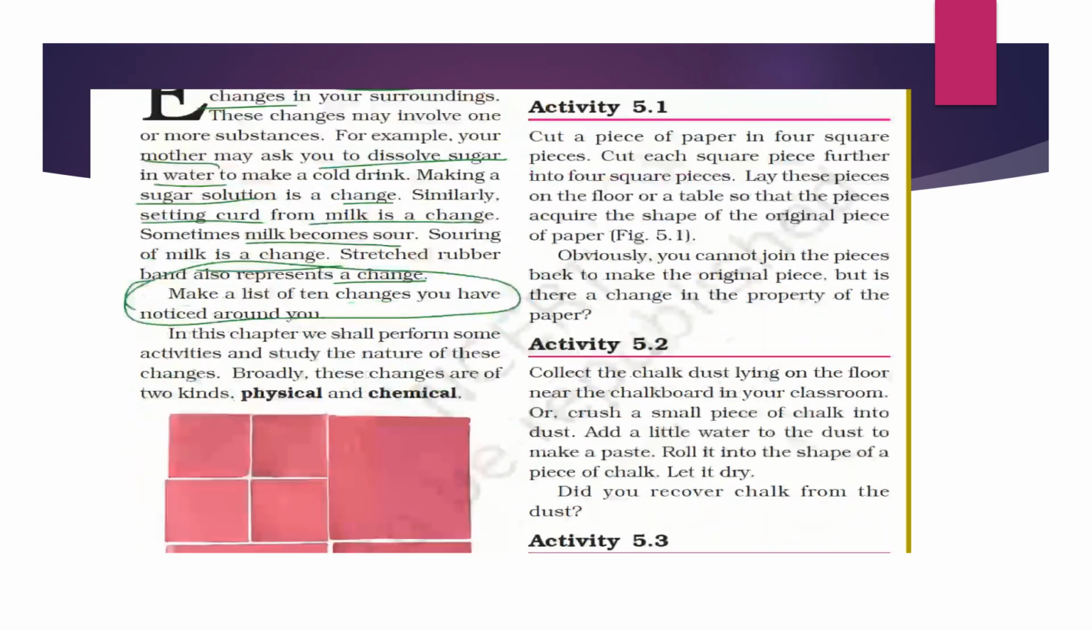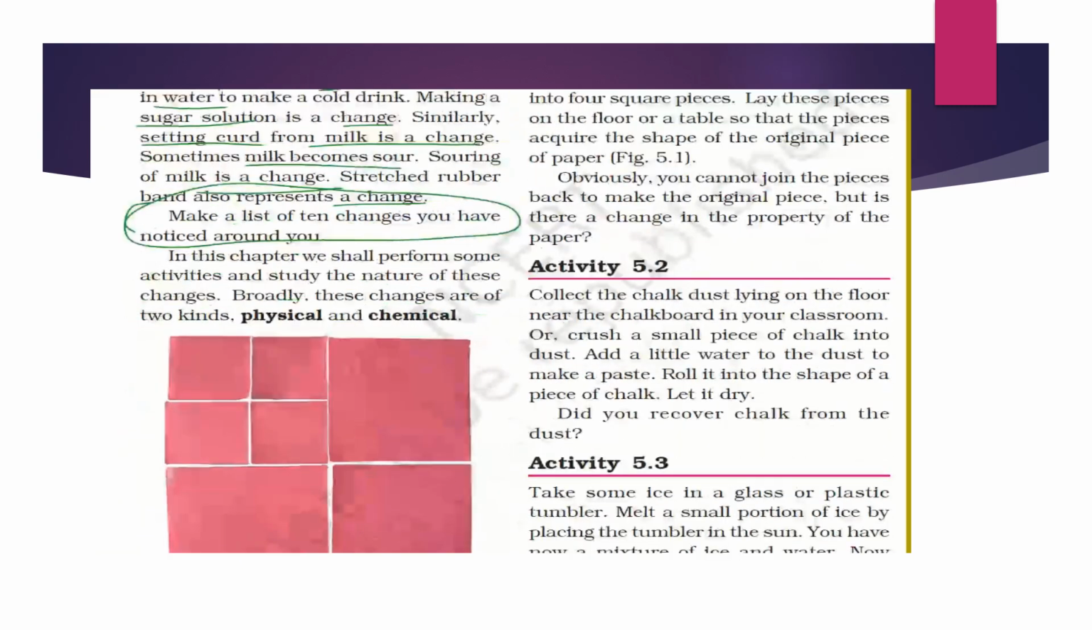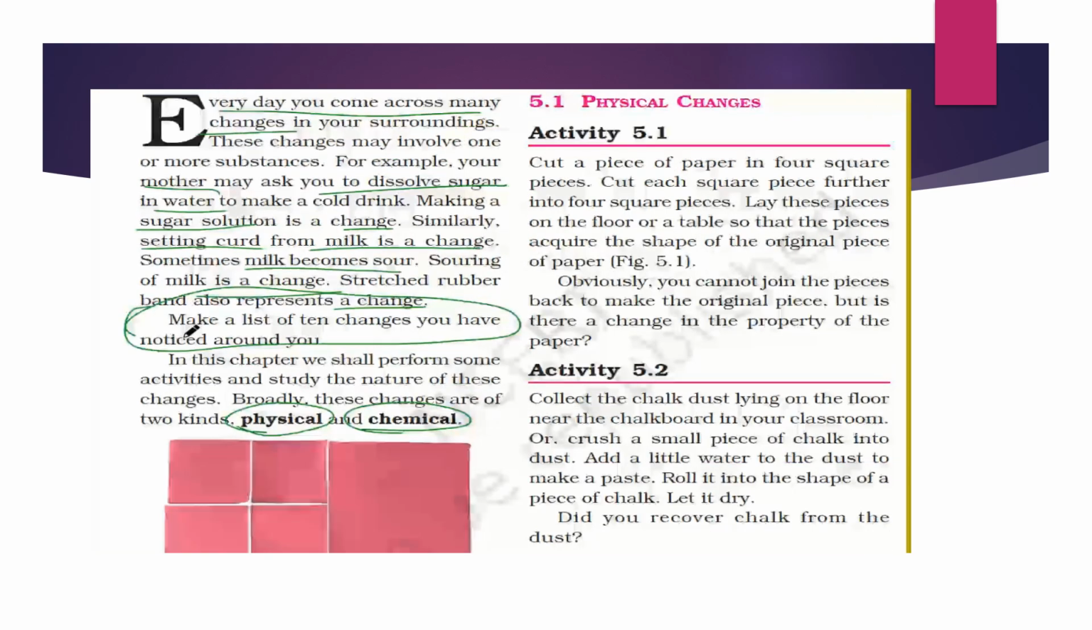In this chapter, we shall perform some of the activities and study the nature of these changes. Now, broadly, these changes are under two categories. The first one is physical changes and the next one is chemical changes. So, let us take the first activity now. We are taking a piece of paper and cutting it into 4 square pieces. Again, we are cutting each square piece further into 4 pieces.